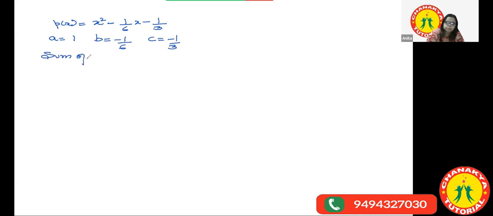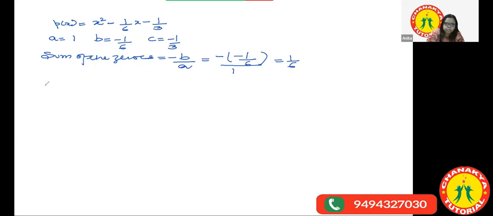Yes, let's establish the relationship, right? So our polynomial was x square minus 1 by 6x minus 1 by 3. So value of A was 1, value of B was minus 1 by 6, and value of C was minus 1 by 3. So we were establishing the relation. So sum of the zeros is minus B by A. So value of B is minus 1 by 6, and minus sign is already there, divided by A. So minus minus plus. So it will be 1 by 6.